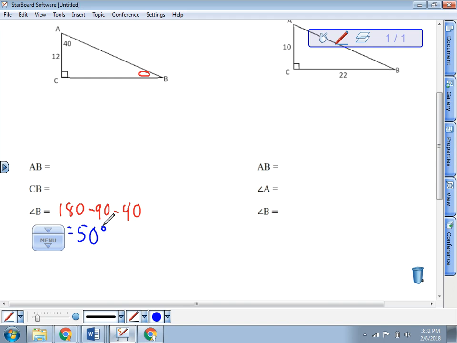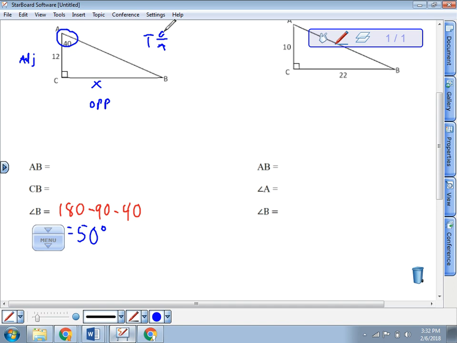Now to find AB and CB, it doesn't matter which one we find first. Let's find CB. I'm just going to put a little X here. To find CB, I'm going to have to use trig. I'll use the given angle measurement right here. This becomes my reference angle, this becomes my opposite side, and this becomes my adjacent side. So which one involves opposite and adjacent? Remember SOHCAHTOA? I'm going to use TOA.